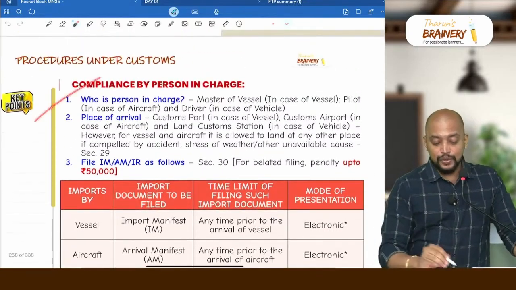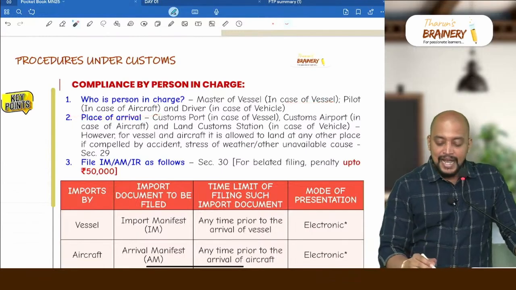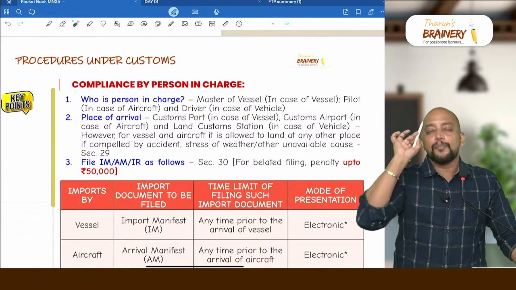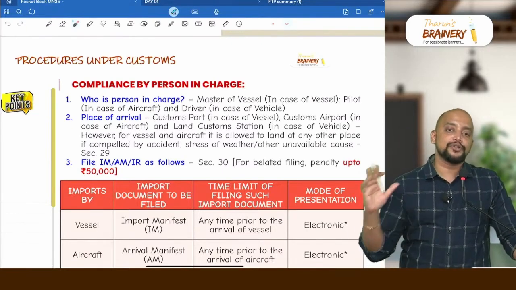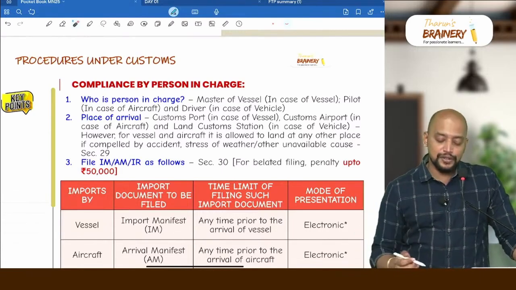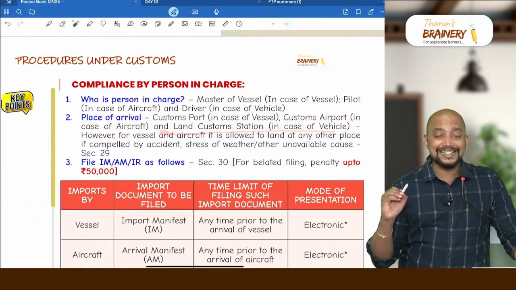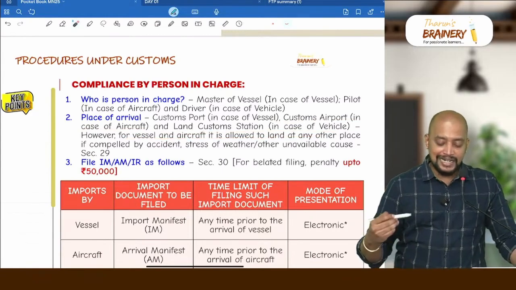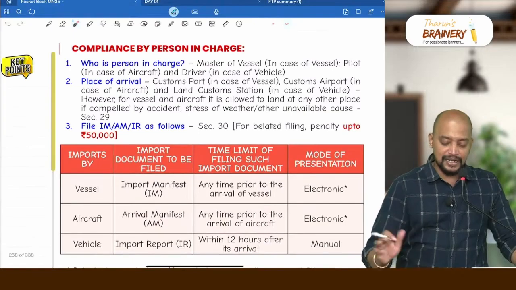Then see this, who is the person in charge? Master of the vessel, already we know, in case of vessel; pilot in case of aircraft; and driver in case of vehicle. What is the place of arrival? Where they need to come? Only at the approved place. I told you not all airports and ports are approved. Only some ports and airports are permitted for import. In that place only they should come: customs port in case of vessel, customs airport in case of aircraft, land customs station in case of vehicle. However, for vessel and aircraft it is allowed to land at any other place if compelled by accident, stress of weather or other unavoidable reason.